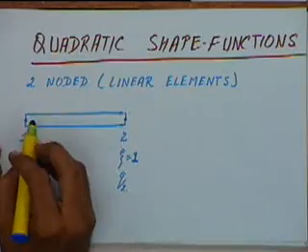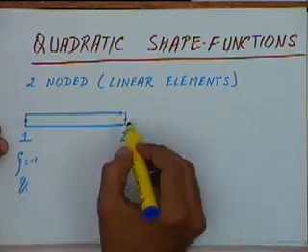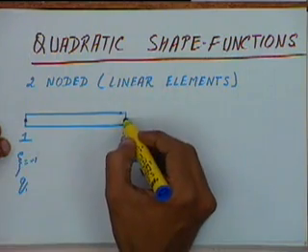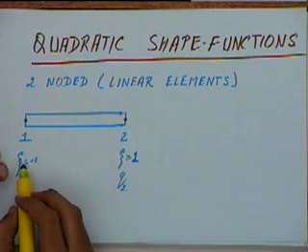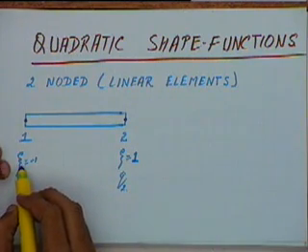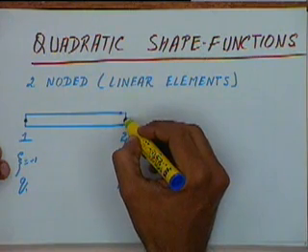Earlier we were talking of two noded, that is linear elements, and for two noded elements our element, since we are talking of one dimensional element, had a uniform area of cross section, and the two nodes were the two extremes, they are the nodes 1 and 2, and then we defined a local coordinate system given by zeta. We said zeta will be -1 here and zeta will be +1 over here.